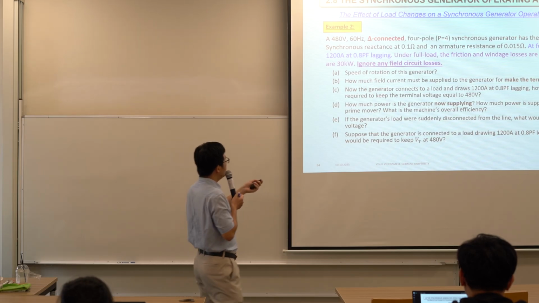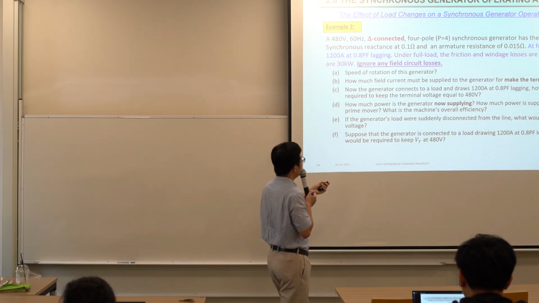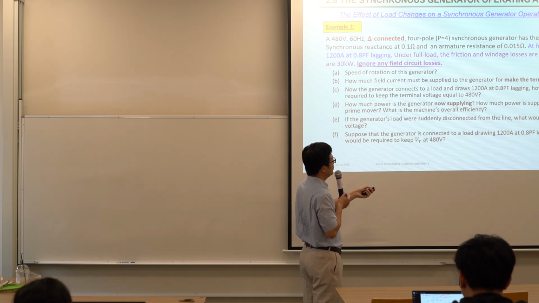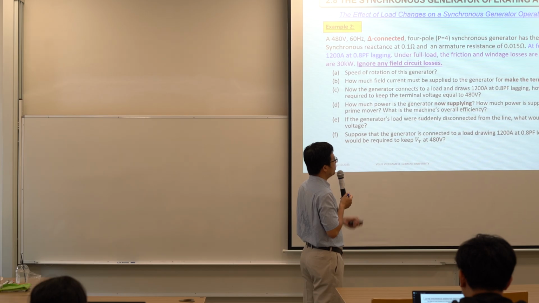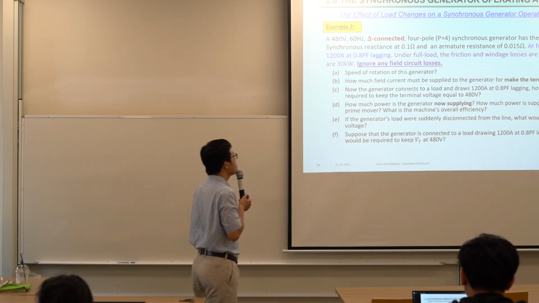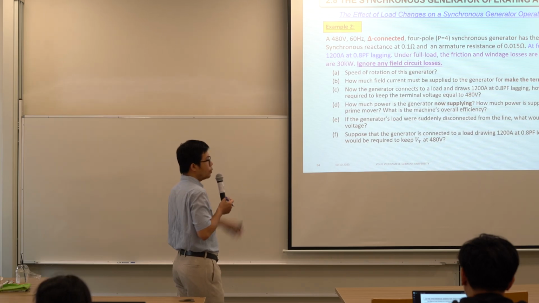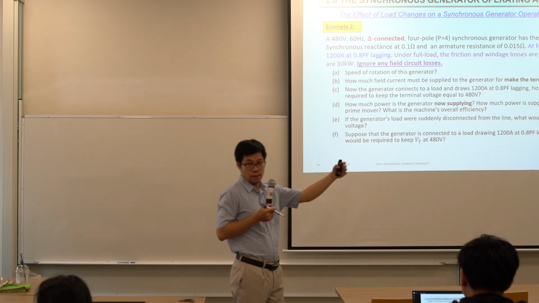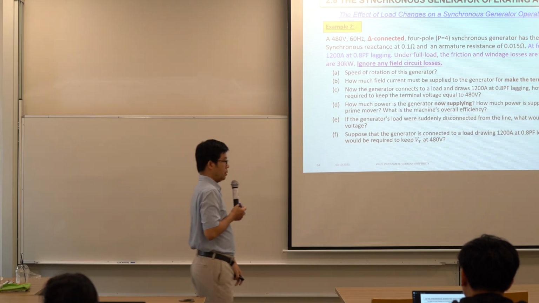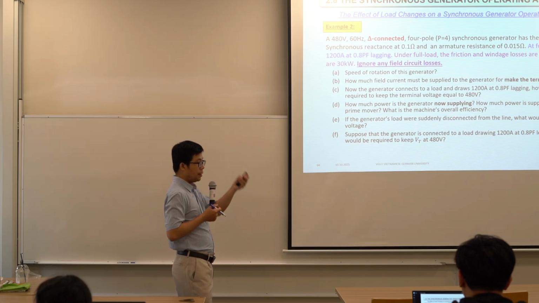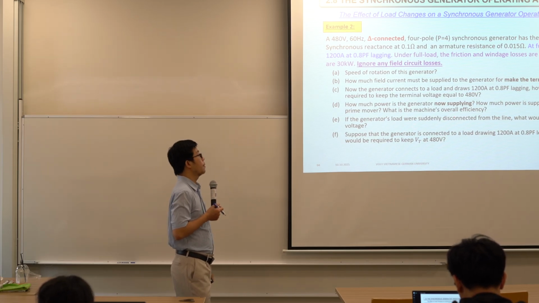So the question is, if the generator load were suddenly disconnected from the line, what would happen to the terminal voltage? Normally the generator connects to the load, but for some reason we suddenly disconnect the load.